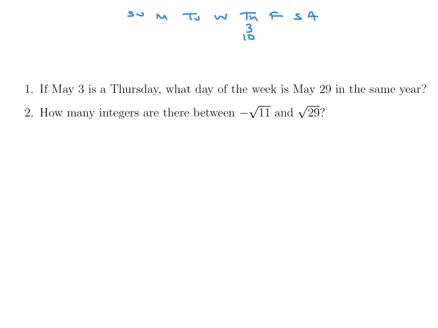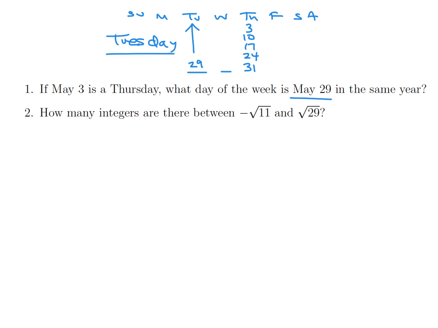So 10th, 17th, 24th, and then the 31st. And they want May 29th, so it'd be 2 days behind. So that's 29 there, and that corresponds to a Tuesday.